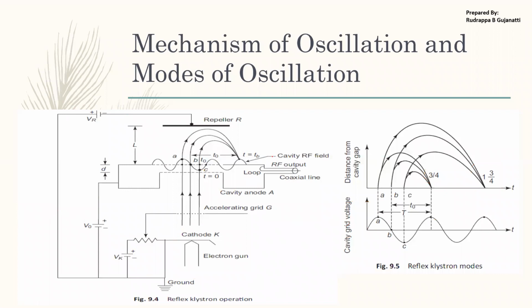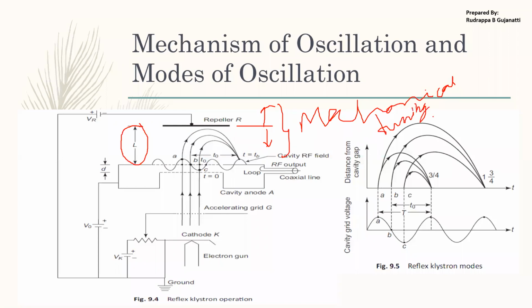Now there is another way you can control it, that is by controlling the length of the repeller. That is, I move this repeller either upwards or downwards, by which again I'll be able to control the modes. So this is called mechanical tuning. This is what is happening in the modes of oscillation.